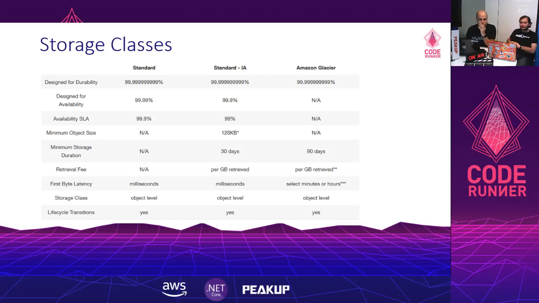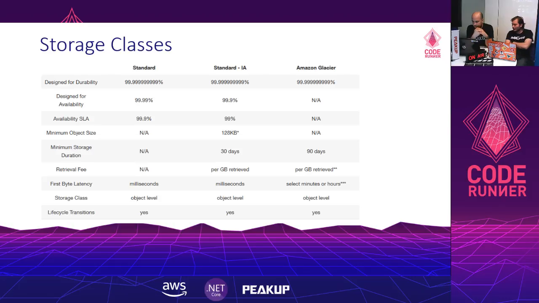We can use this table to investigate the other parameters: Standard, Infrequent Access, and Amazon Glacier. Let's have a look at the differences. For example, for minimum storage duration, there is no minimum in Standard, but if you choose Amazon Glacier, you have to keep the data for 90 days.